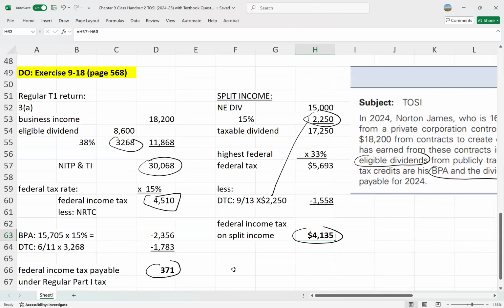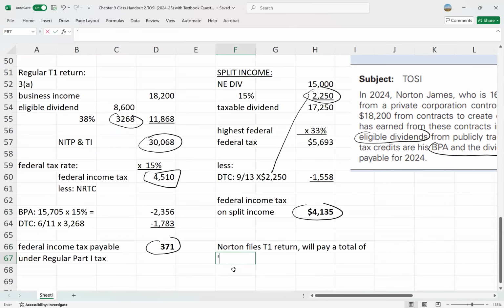So overall, when Norton files the tax return, he will pay a total of 371 plus 4,135. And so he's going to have to pay a total of 4,506. And once again, there will be provincial income tax as well.